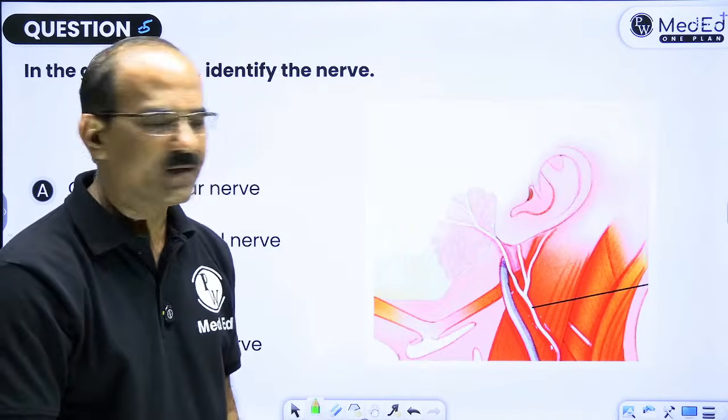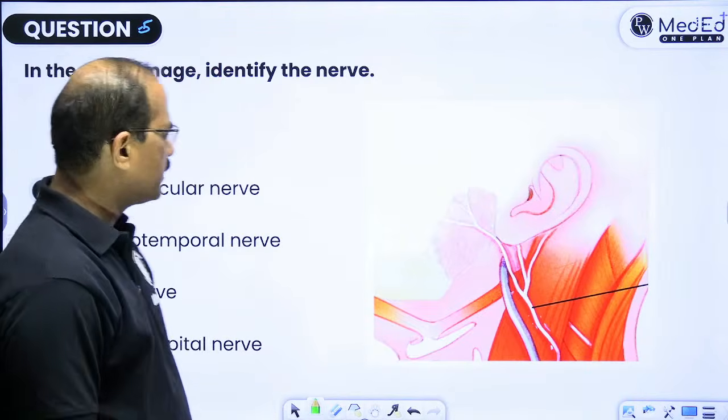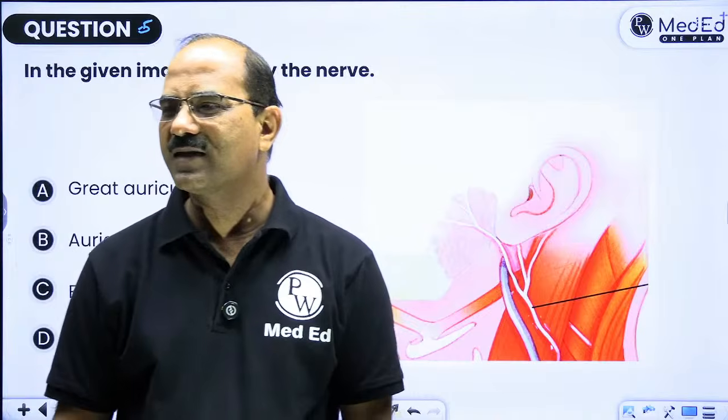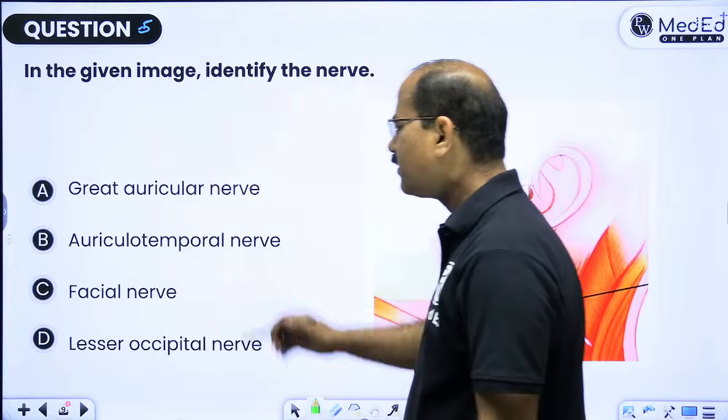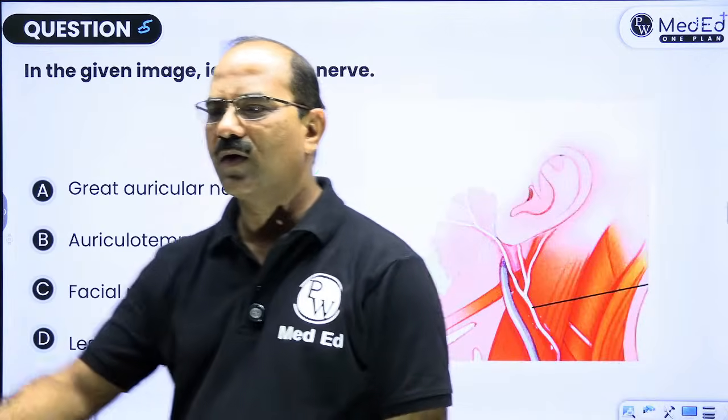Okay, so what is the answer for this? What is this nerve? Any guesses? Is that the auriculotemporal nerve? No, this is the greater auricular nerve. That's the greater auricular nerve.